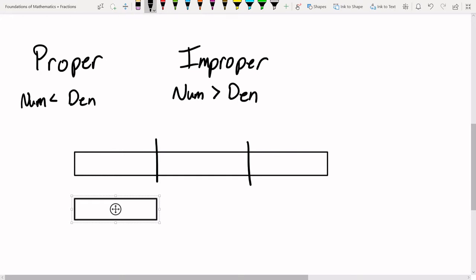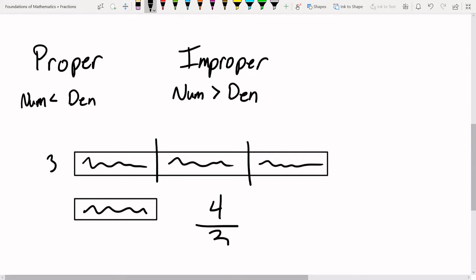Well, we have 1, 2, 3, 4 pieces, 4 parts, and each of these parts is a third, or in other words, 3 parts make up a whole. So we have 4 thirds, and this number is going to be greater than 1 because there's more parts than there are that need to make up a whole. And you can see that, right? We have one whole portion here, and we have a little bit more. This is an extra part. And so 4/3 is the improper fraction that describes this.